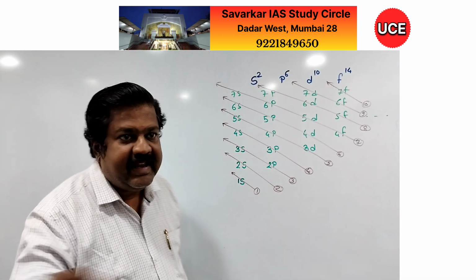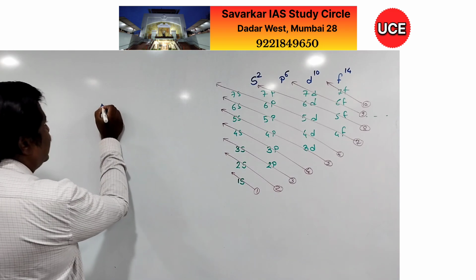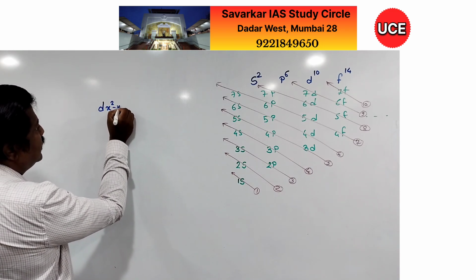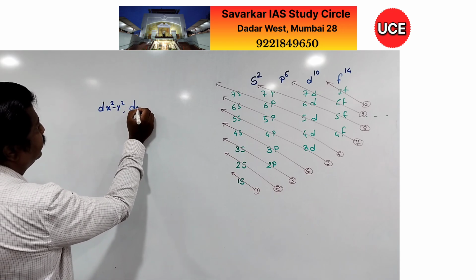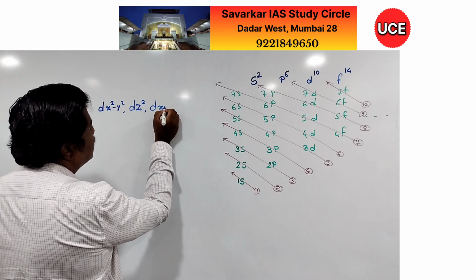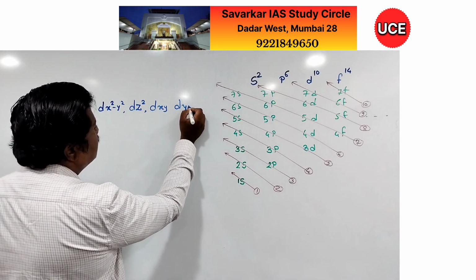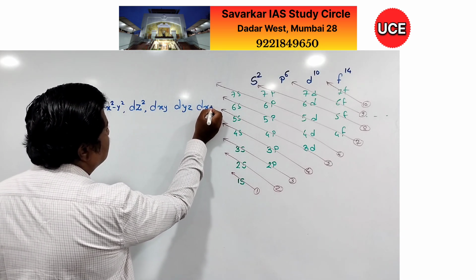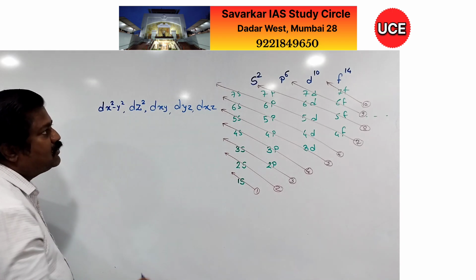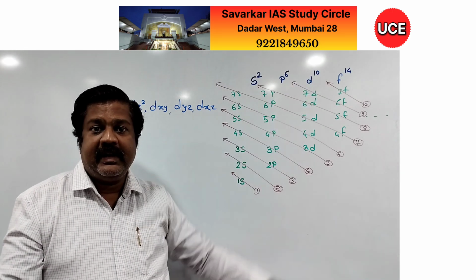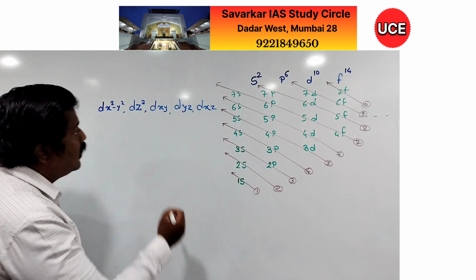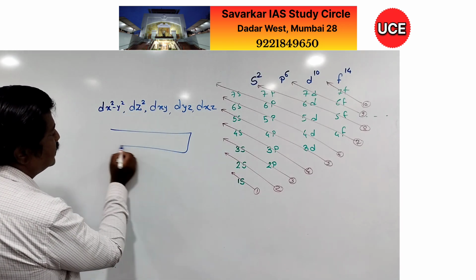If the orbital is d, then the d orbital is split up into dx square minus y square, dz square, dxy, dyz, dxz. So like that, 5 splits are there, because you are aware the d orbital is having 10 electrons. Each orbital should have only 2 electrons. So in order to that, the d orbital is split up.